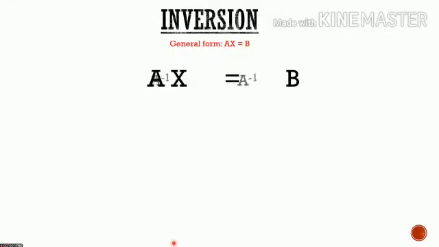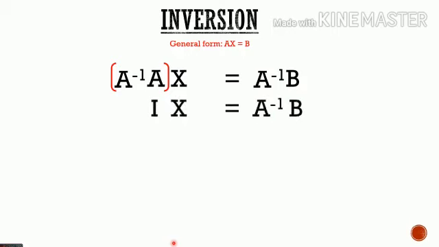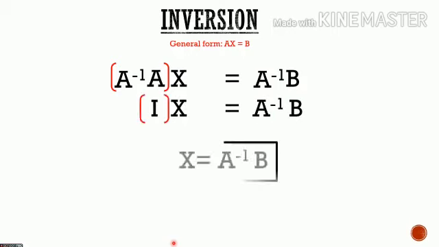We have this matrix equation Ax equal to B. We pre-multiply with A inverse using associative property. So we get Ix is equal to A inverse B, where I is the identity matrix. Therefore X is equal to A inverse B. So matrix X is equal to A inverse into B.